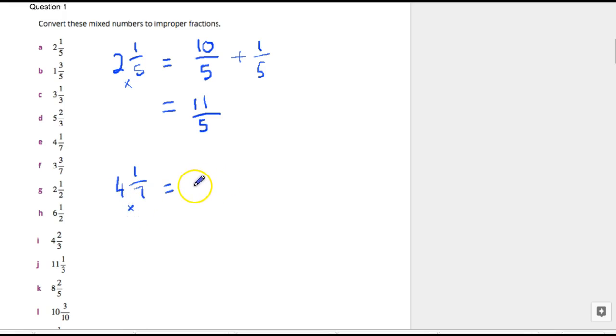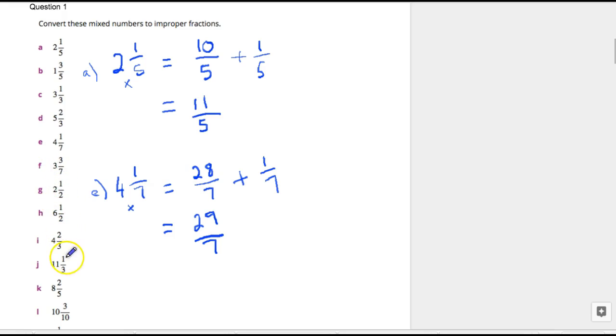Okay, so remember we multiply the 4 with the denominator. So 4 times 7 is 28. This is why TT Rockstars is extremely important, because fractions, you really need to know your times tables. Okay, and then we've got 1/7 left over. Okay, so how many sevenths do I have altogether? I have 28 and 1, which gives me 29 over 7. Okay, so here we did question A. This one was E.